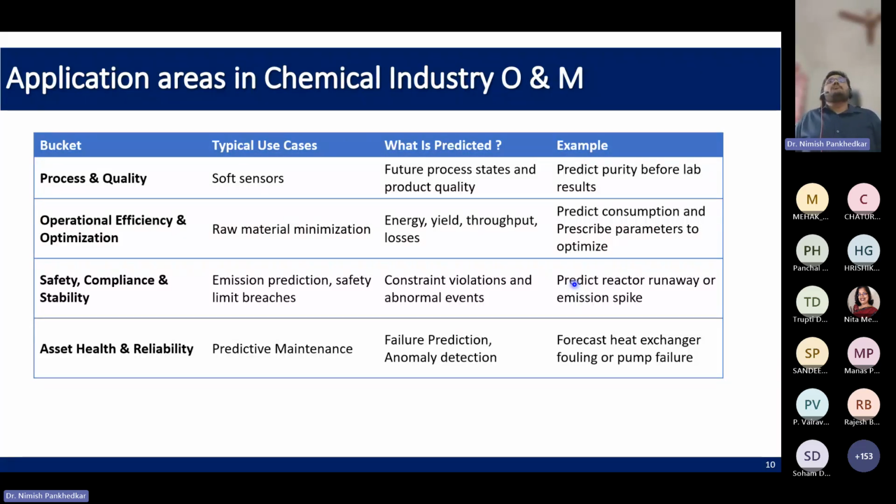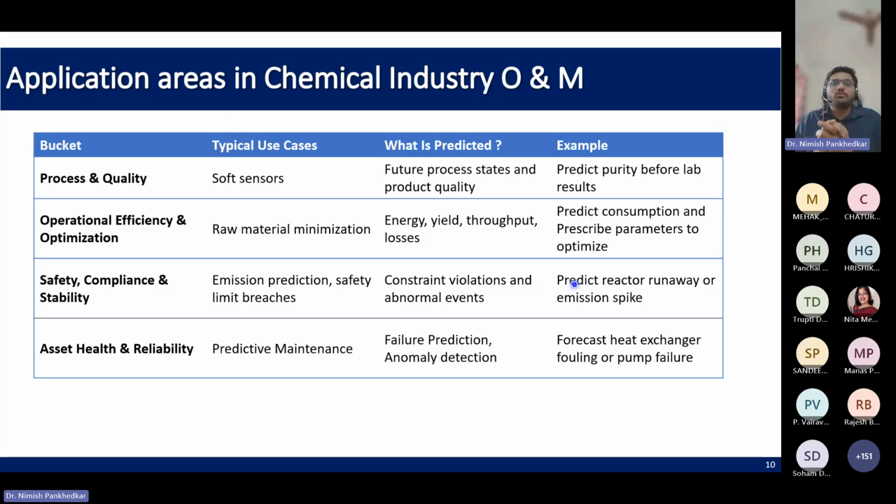So with this, I come to the application areas, or broader or upper level buckets wherein we can implement this predictive analytics in an industrial operation and maintenance region strictly, because if I start listing everything, it will be a big review paper. So I've just segregated the different use cases into 4 buckets.